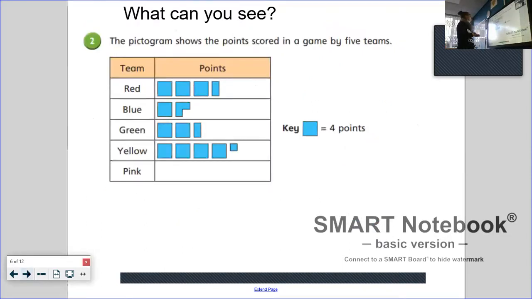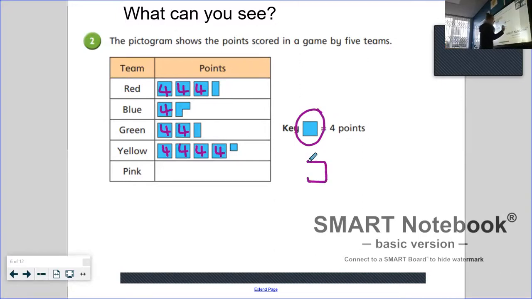What can we see? So the first thing we do, we've got a pictogram that shows the points scored in a game by 5 teams: 1, 2, 3, 4, 5. Pink's is blank at the moment. So I know that here, 1 full square means 4 points. So I've got 4 here, 4 here, 4 here, 4 here, and so on.